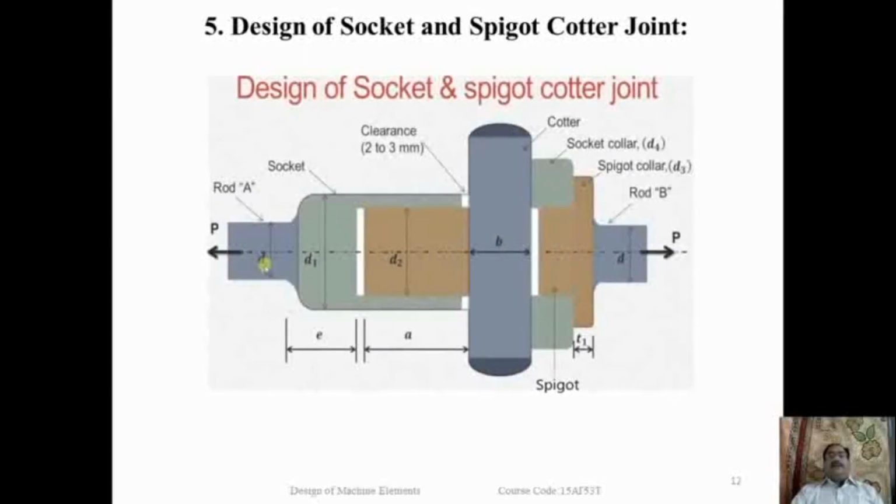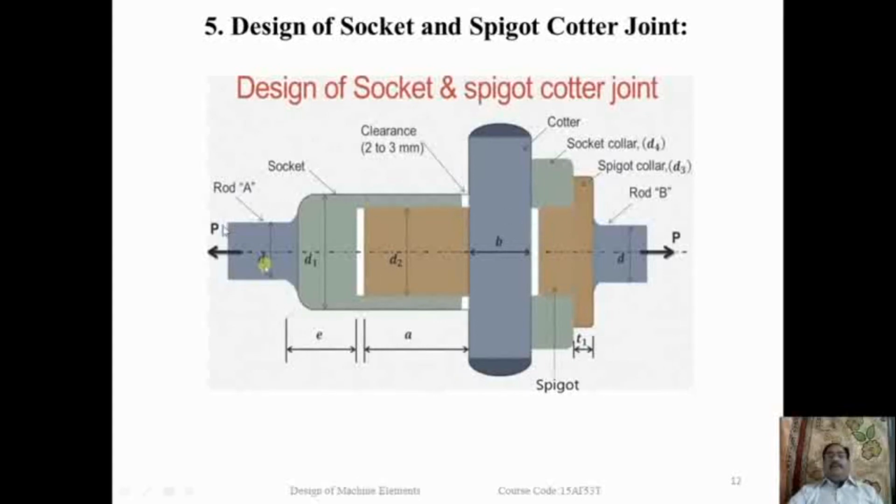So next, the fifth one, is the design of the socket and spigot cotter joint. Here this is our socket and spigot cotter joint. So how to design this? I'll explain one by one. This socket and spigot cotter joint connects two bars or rods along with the cotter.